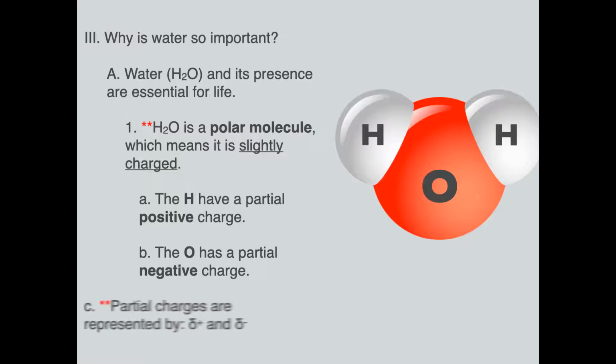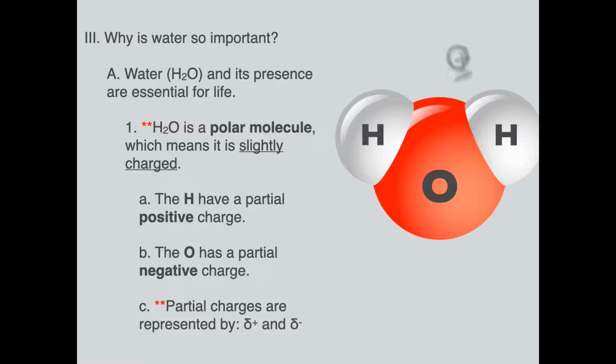And how do we distinguish between partial positive and negative? We know positive is a plus, negative is a minus, but we're not talking about full-on charges. We're talking about partial charges. So we use the two symbols that you can see right there. It's a little lowercase delta symbol, so delta positive or delta negative. I'm going to label that, and you should probably also label it in your notes. So we've got delta positive up at the top where the hydrogens are, delta negative where the oxygen is in the center.